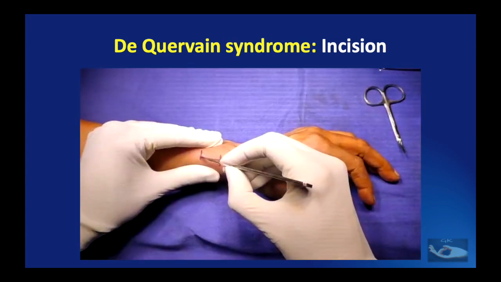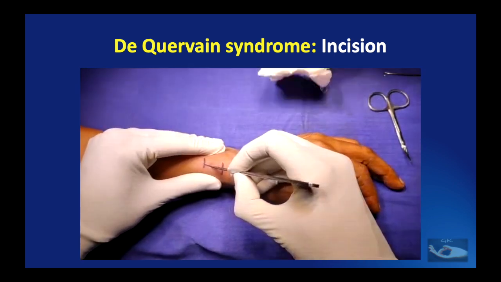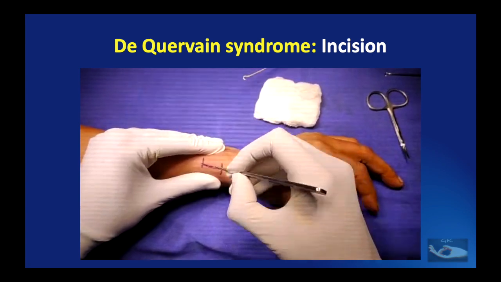Now the tourniquet that has been applied on the arm can be raised, and the patients can usually tolerate this tourniquet for about 15 to 20 minutes without having any undue pain.